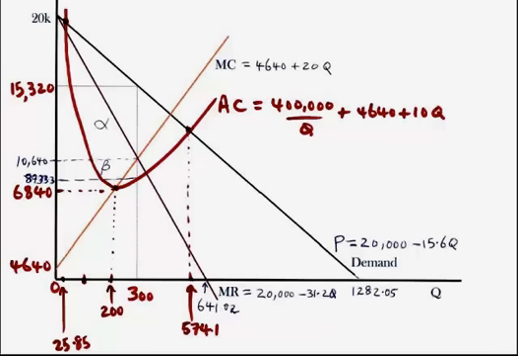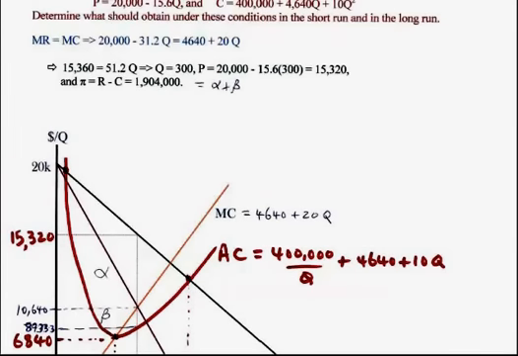Of more relevance is the average cost at 300. We've done this problem before, and when we plug in a quantity of 300 into the equation, AC equals 400,000 on Q, so that's 400,000 divided by 300. That gives us 1333.3 recurring, plus 4640, plus 10 times 300 is 3,000, so we have 7640, plus 1333, and that gives us 8933.33 recurring.